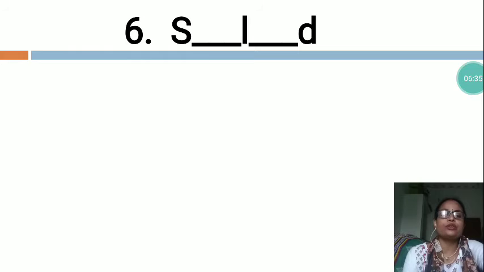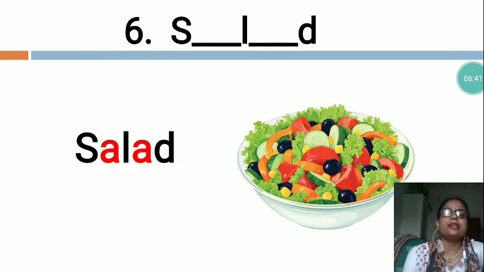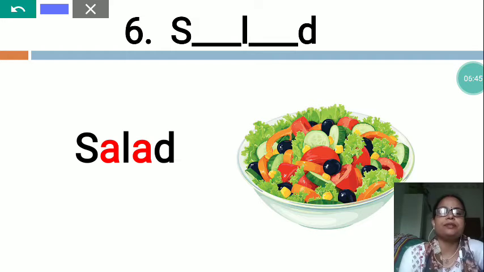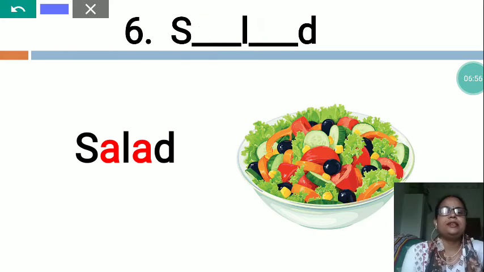I would like to give you the clue. Now, this is a picture of salad. Now, the salad spelling: S-A-L-A-D, salad. So, after S, we will write A, and after L also we will write A. Now, this word is completed: S-A-L-A-D, salad.